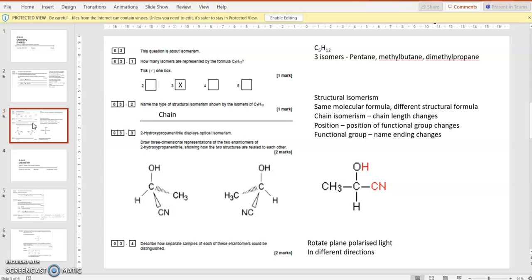Position, where you're changing the position of a group, like say for example if you've got methyl pentane, the methyl group could be at carbon number 2 or carbon number 3, or if you had maybe propan-1-ol and propan-2-ol, the position of the functional group differs. And then functional group, maybe you've got an aldehyde and a ketone with the same molecular formula but a different structural formula, so a different functional group and a different name.